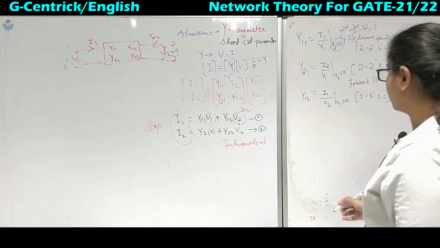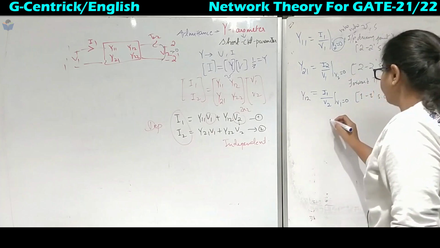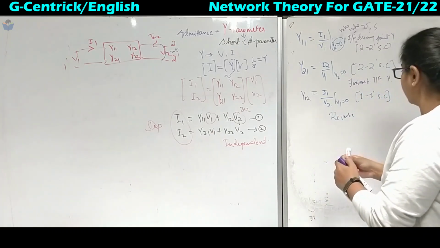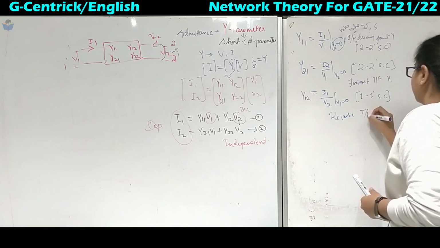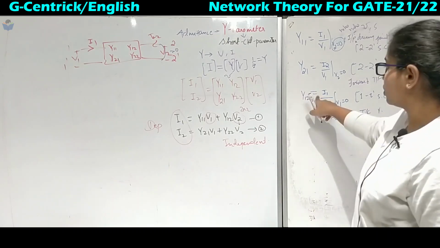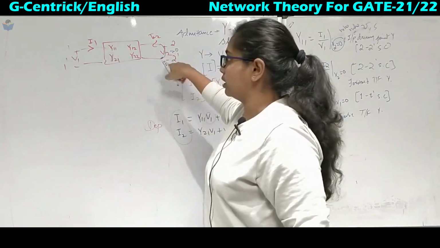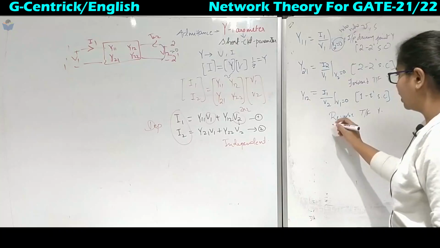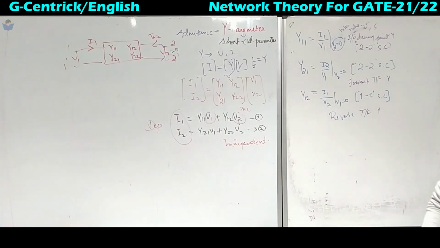Now what will we call this? This is nothing but reverse transfer admittance. That is because I1 is here and V2 is here. So it is input upon output, the reverse of what the transfer function says. That is why we call it the reverse transfer function.